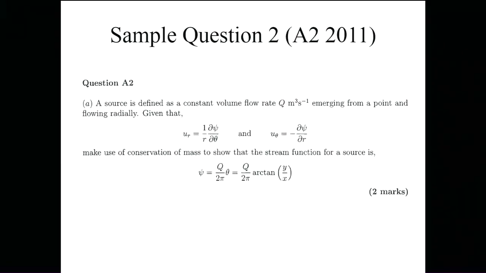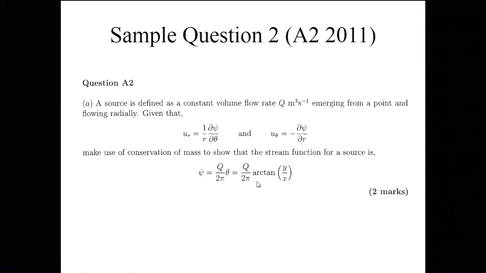But okay, now let's have a look at the question. Part A is just a warm up again. We have a source defined as a constant volume flow rate emerging from a point and flowing along the radius direction. And we have this relation between velocity components and the stream function. We have to make use of the conservation of mass to show the stream function can be written as this.